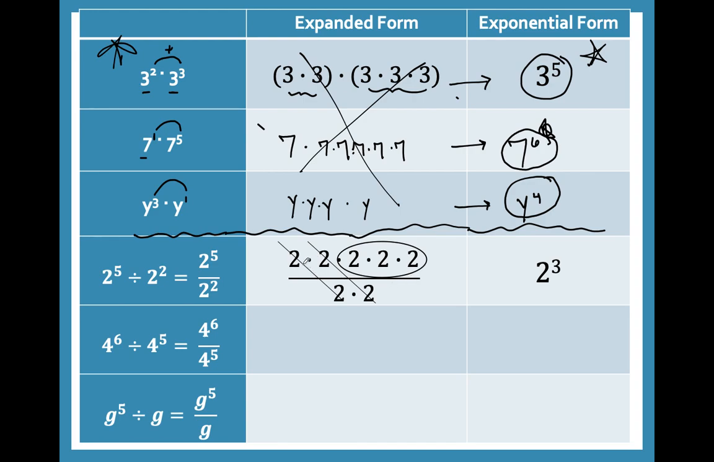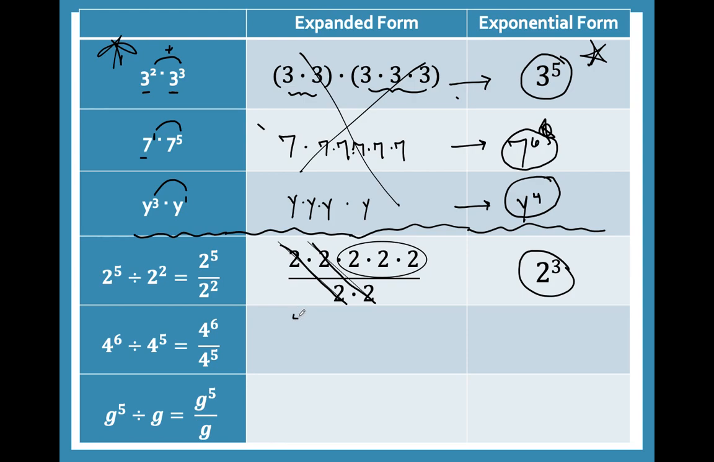So 2 to the 5th on top is 2 times 2 times 2 times 2 times 2 over 2 squared on the bottom, which is 2 times 2. Now you can see for this first one I already modeled, I crossed out these 2's. That's because 2 divided by 2 is 1, so they cancel each other out. And then I have another set of 2's, one on top, one on the bottom, that I can cancel out. And then what's left, 2 times 2 times 2, is my answer, which would be 2 to the 3rd. So let's try another one the long way first before we look at the shortcut.